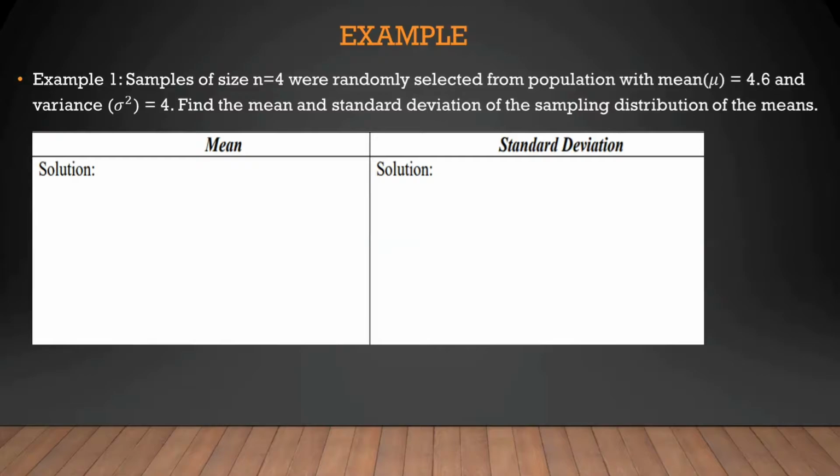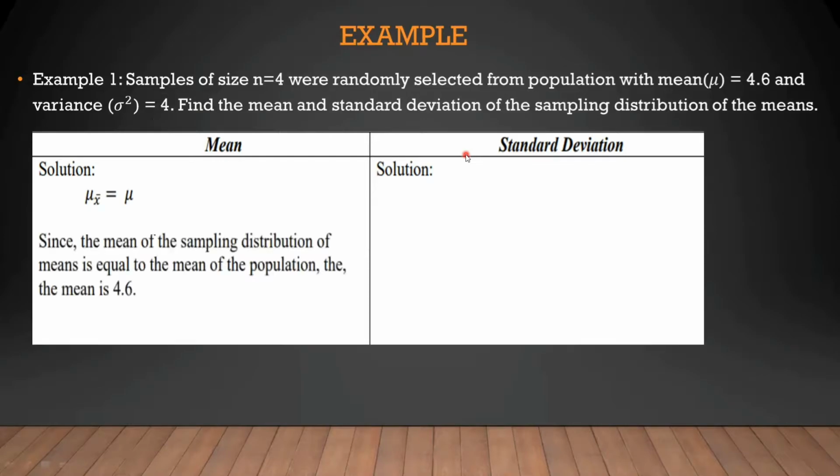So, what we are going to do is find the mean and the standard deviation of the sampling distribution of the mean. So, kung nakikita nyo dito, we have the given size 4, the mean of the population 4.6, and the variance of which is 4. And hahanapin natin yung mean and the standard deviation ng ating sampling distribution. So, now we have here the table, the mean and the standard deviation. First, we're going to find the mean. To find the mean, this is the formula: mean of the sample mean is equal to the mean of the population.